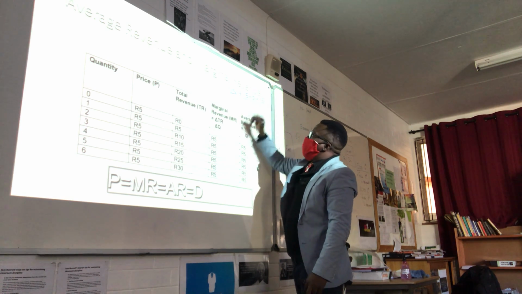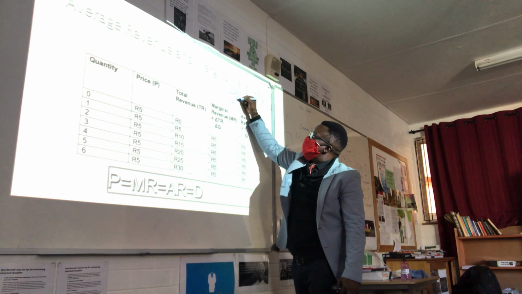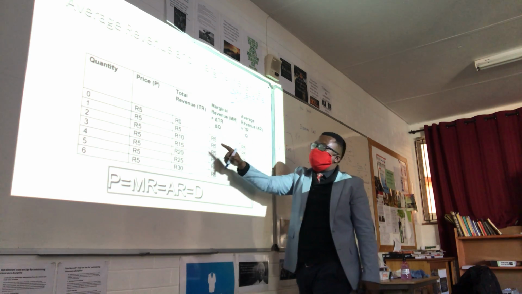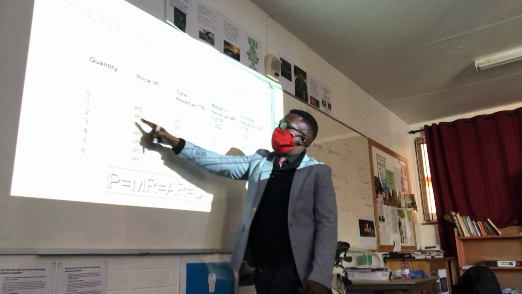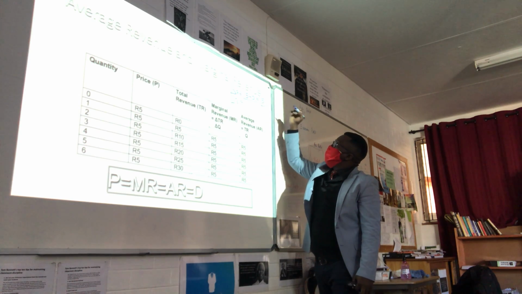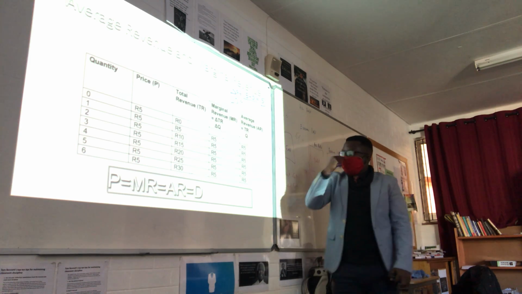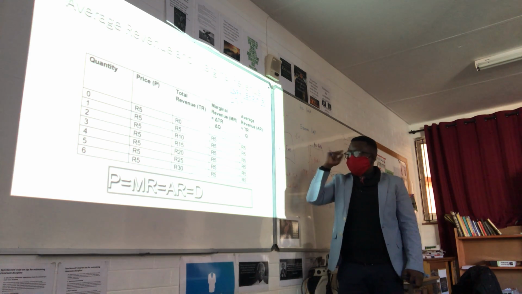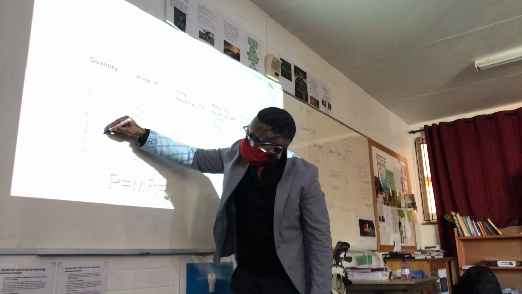5, and over the change in quantity. 1 minus 0. The quantity moved from 0 to 1, so the change in quantity is 1. 5 divided by 1 is 5. Johns, help me with this one. Let's try move from here to here.